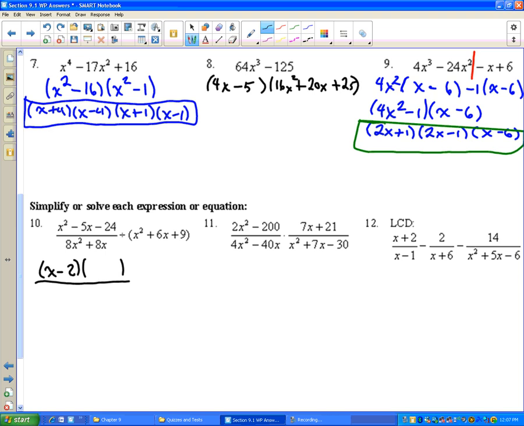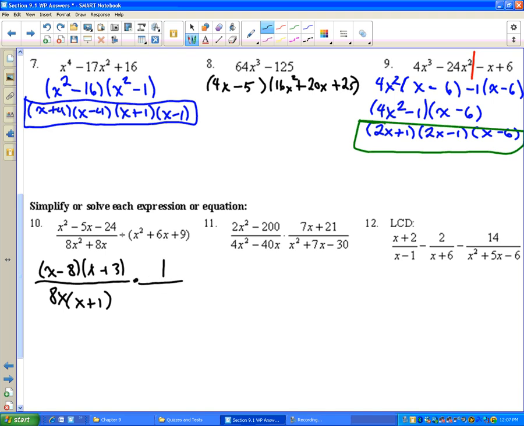X minus 8, x plus 3. That's going to give me negative 5x and a negative 24. I can factor out of this bottom one an 8x, leaving x plus 1. Remember what happens over here. I'm dividing by this, so I'm going to change it to multiplication.